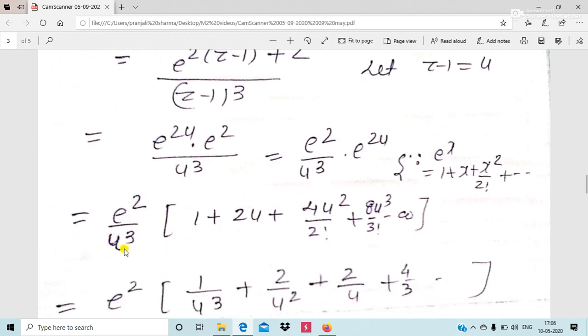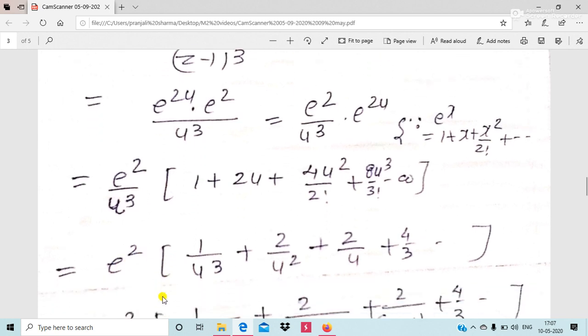Therefore the function can be written as e square upon u cube into the expansion of e to the power 2u, which is 1 plus 2u plus 4u square by factorial 2 plus 8u cube upon factorial 3 and so on. And if we multiply this series by 1 upon u cube, it will be e square into 1 upon u cube plus 2 upon u square plus 2 upon u plus 4 by 3 and so on.